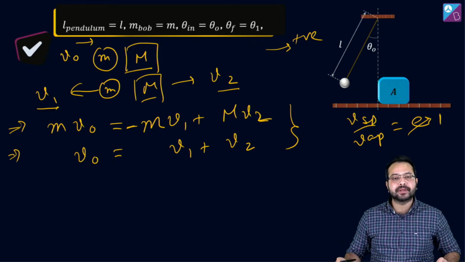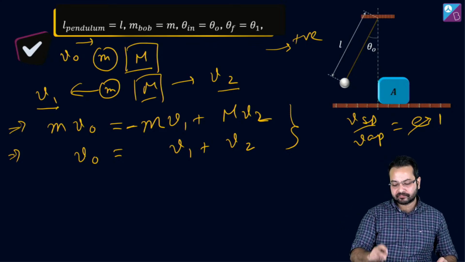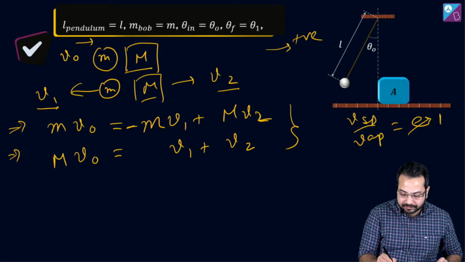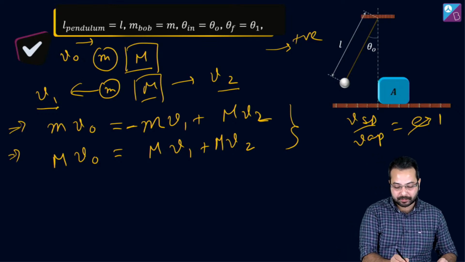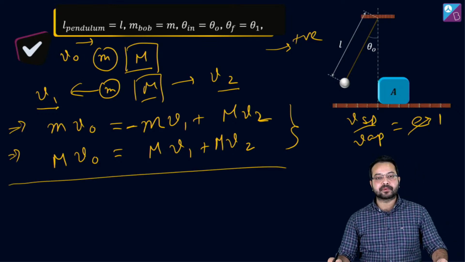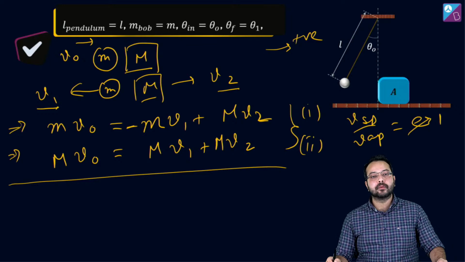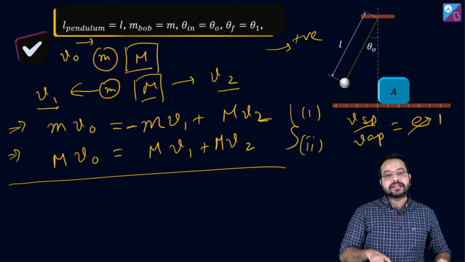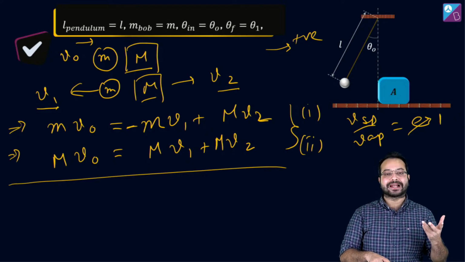So what do we need to eliminate? We need to eliminate v2 because that is not required in the answer. We can eliminate v2 by multiplying by capital M. So I have multiplied by capital M, and now I'm going to subtract. I'm subtracting equation 2 minus equation 1. So this is equation 2, this is equation 1. We need to calculate capital M. The objective of the question is to calculate capital M.